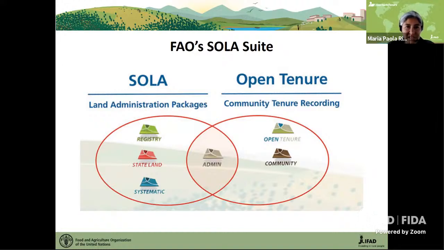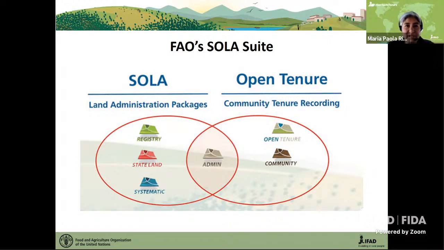Then we have the state land application, which aims at assisting governments and state agencies to manage the property owned by the state through all the steps from the acquisition to the disposal of the land. And then we have the systematic registration application, which supports the activities of systematic registration of first registration, collecting data and going through the phase of public display of listings and maps. So these are the packages that are dedicated to formal land administration.